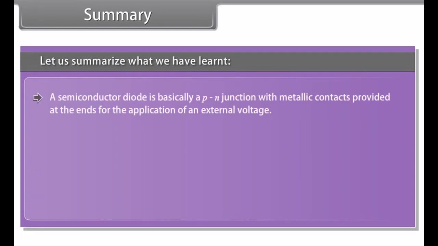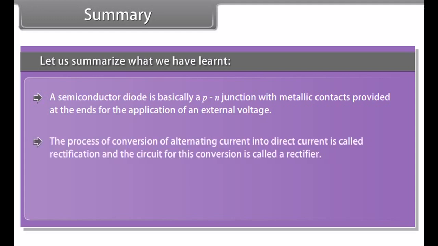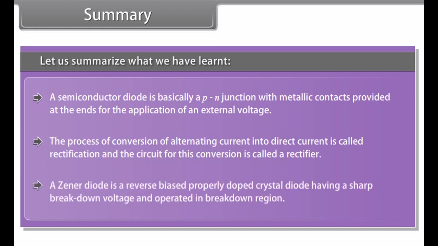A semiconductor diode is basically a p-n junction with metallic contacts provided at the ends for the application of an external voltage. The process of conversion of alternating current into direct current is called rectification, and the circuit for this conversion is called a rectifier. A Zener diode is a reverse biased properly doped crystal diode having a sharp breakdown voltage and operated in the breakdown region.